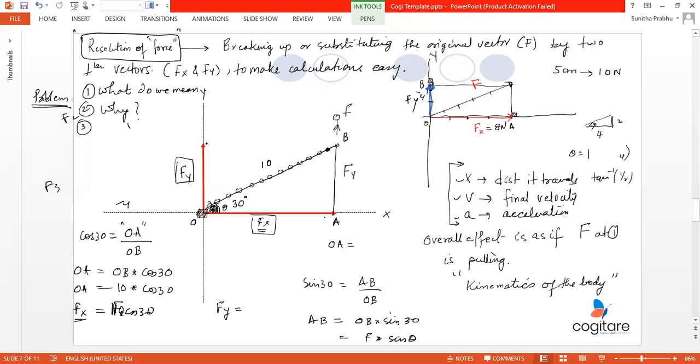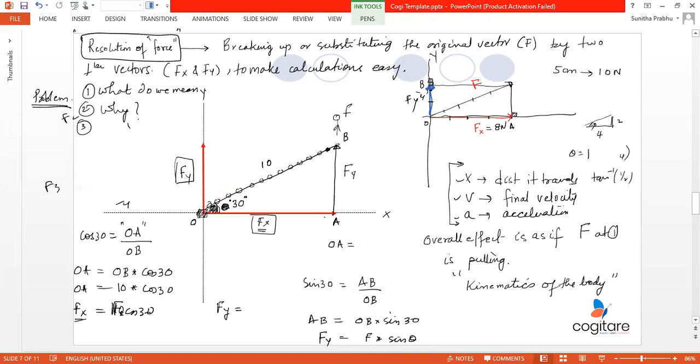AB is the force along the y-axis, the projection along the y-axis. That is nothing but Fy. Fy is equal to F into sine theta. If I generalize it as theta, the force along the y-axis is going to be F into sine theta.